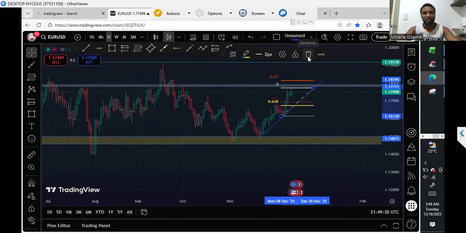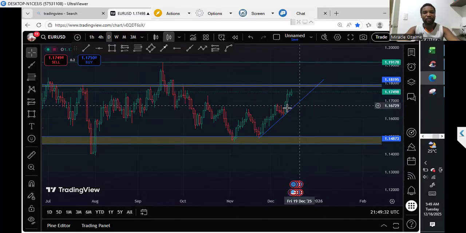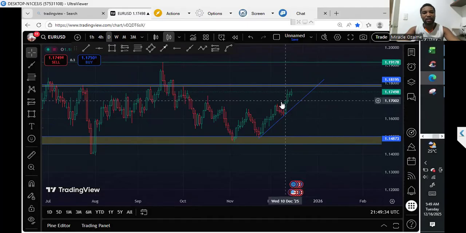So this is quite correct in my eyes. Fibonacci, structural region, and also trend line. So at this point, it's a good area to take this market to the upside if we see a correction.